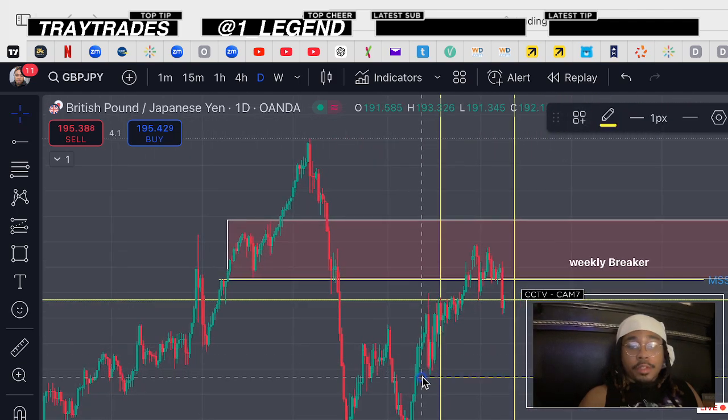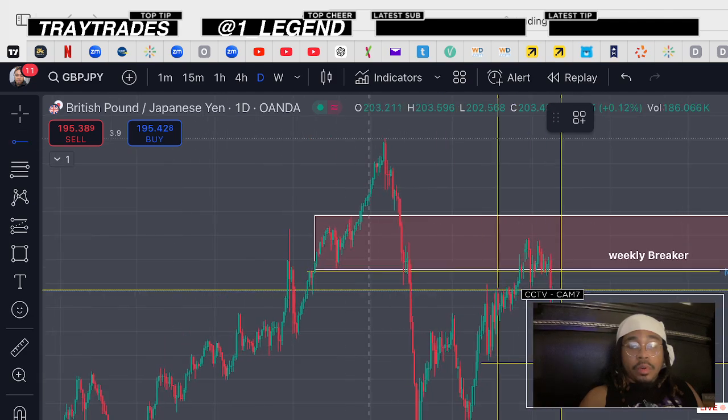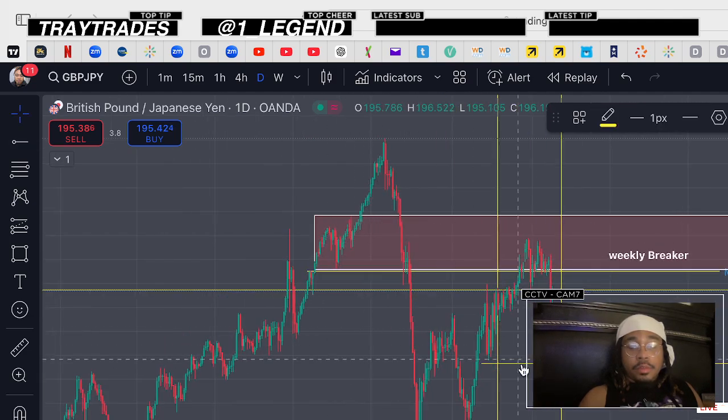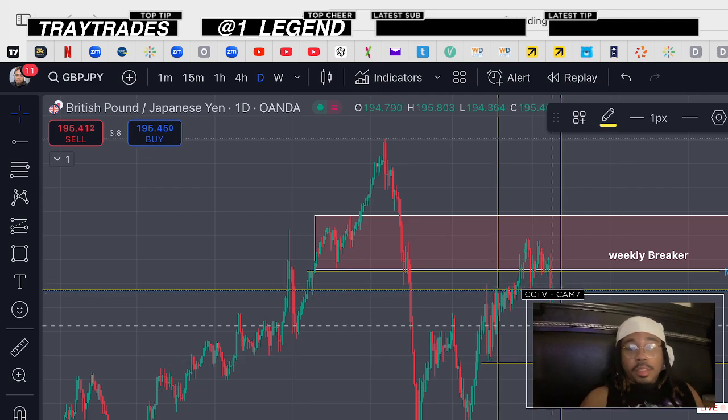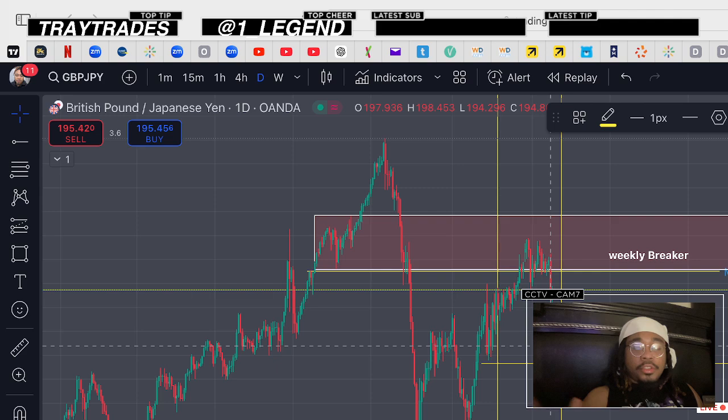We got a support level here. We have a support level here. And we have a support level all the way down here. So what can you do with that? What you could do is use this as TP1, TP2, TP3, and this strategy can be used on lower time frames and swing trading.